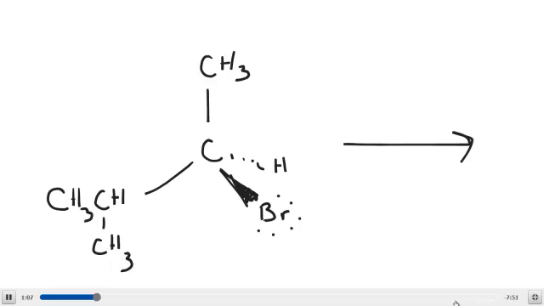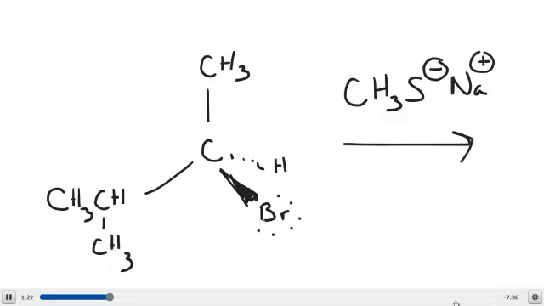And what I'm going to put on top of the arrow is a good nucleophile. And I hope you remember what makes something a good nucleophile. We're going to talk about this, but I'm going to use CH3S minus. And now it's got to have a cation. I don't care what the cation is, but it's got to have a cation to balance charges here.